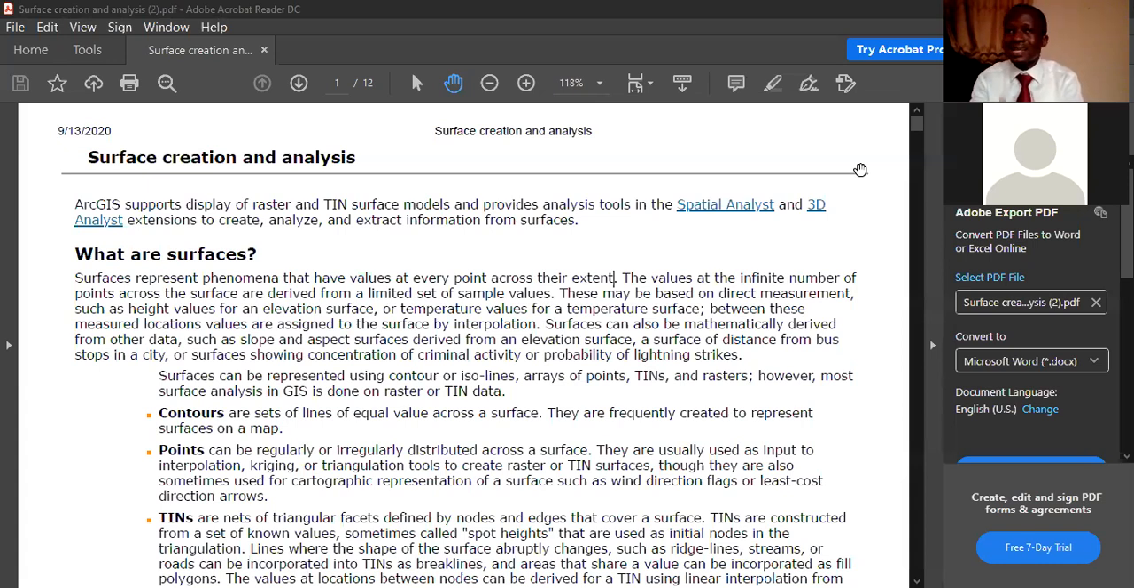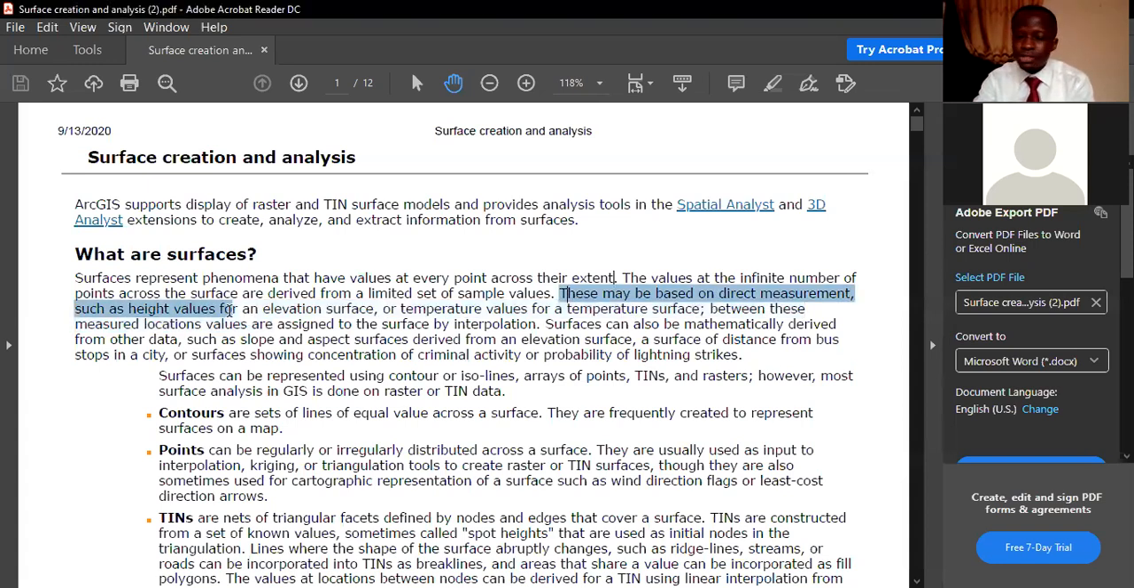So continuous data, that's what we actually refer to. We have discrete data in GIS, and we have continuous data. Surfaces are continuous. You cannot say I've missed some value here. You have to have a value at every point across the particular surface of interest. You can actually measure values, such as height. You can use total station instruments to measure in the case of an elevation surface. You can talk about temperature values too. In that case, you have an instrument that measures it.